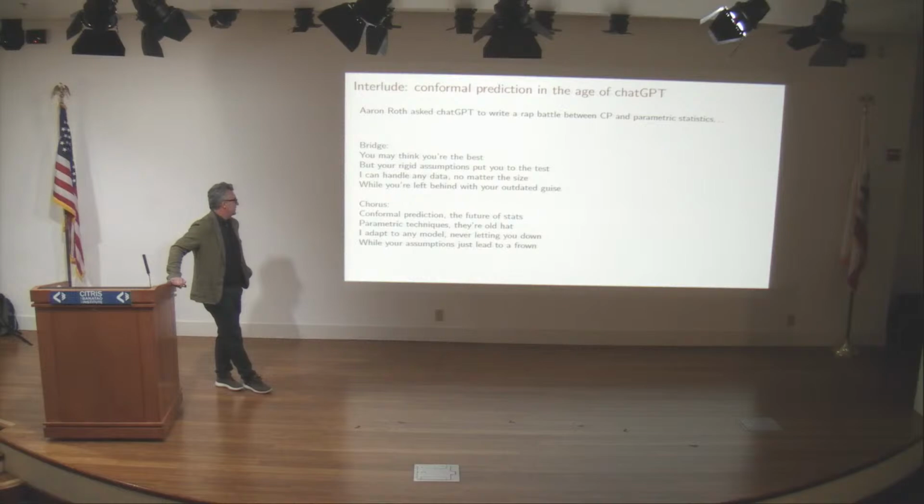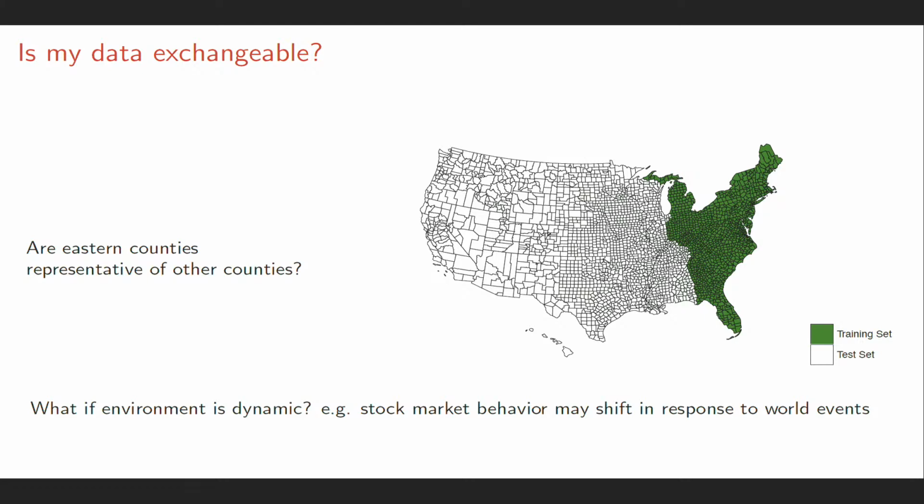Okay, well, let's go back to statistics. So, is my data exchangeable? And of course it is not, because everybody who follows the news knows that as counties report, they don't report in a random order. Rural counties tend to report earlier. Counties on the eastern side of the United States tend to report earlier. Less populous counties, of course, tend to report earlier.